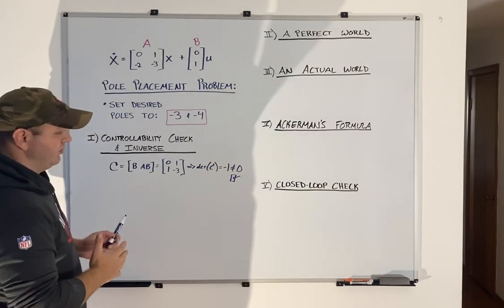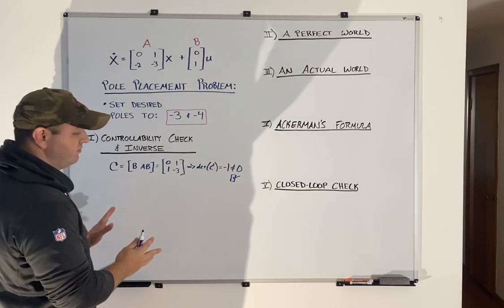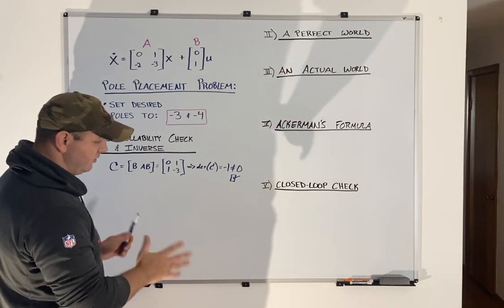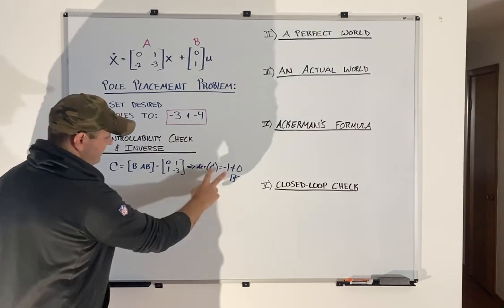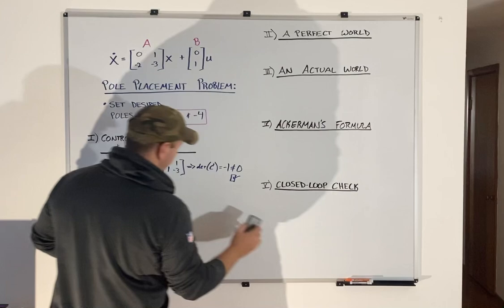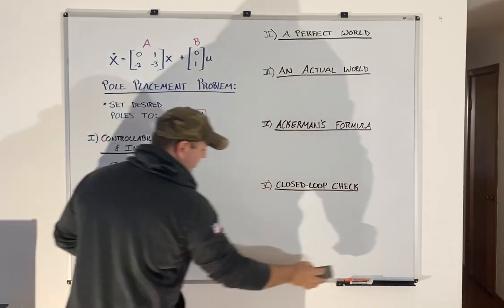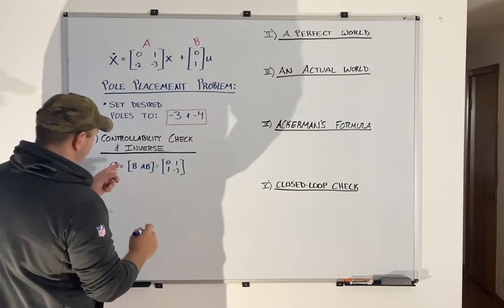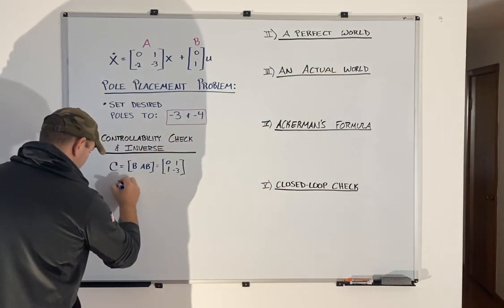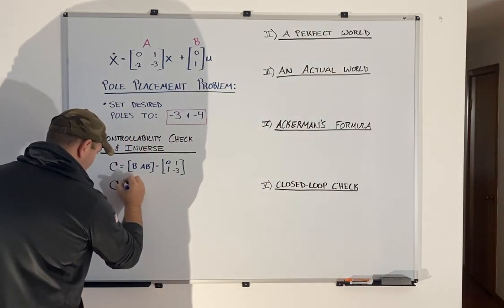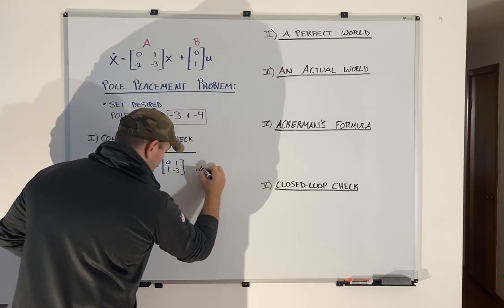If it weren't controllable, you would stop here. You can't do this with a system that is not controllable. This has to be met, and so it is. While we're here, we're going to grab the inverse of C.